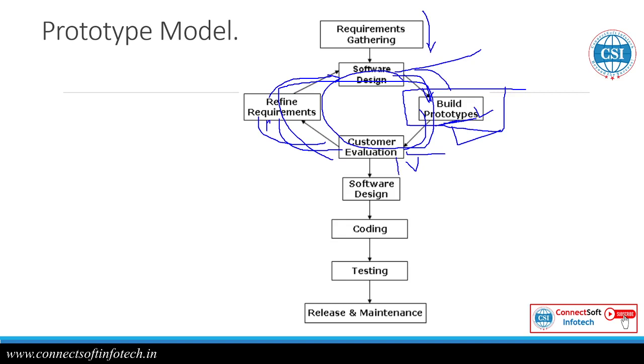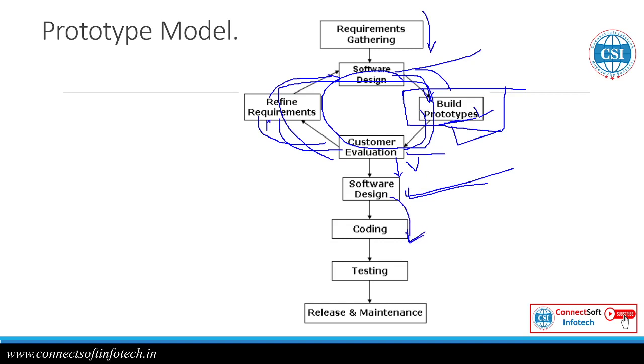Once the customer's evaluation stops, meaning the customer's requirements stop, the actual product development starts. Here the actual software designing starts. The design documentation starts: UI designing, database designing, architecture designing, UML designing. Then once the designing is completed, we go for the coding stage.